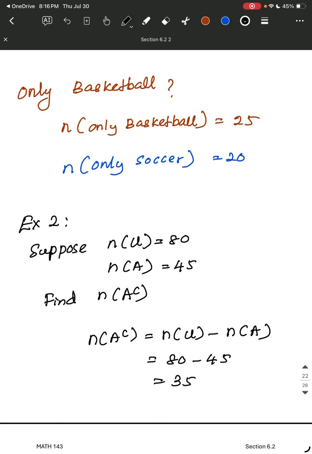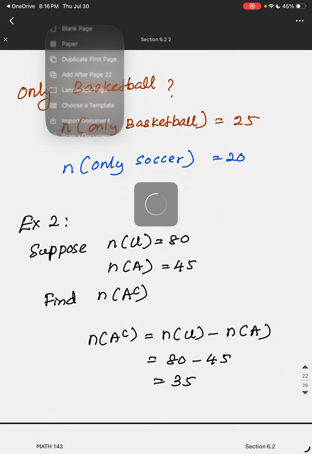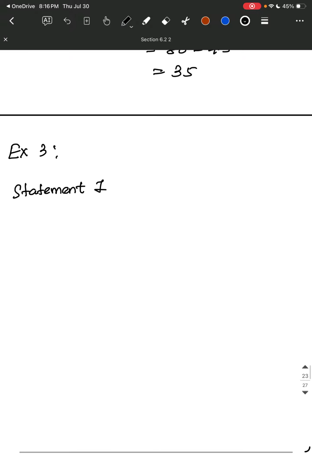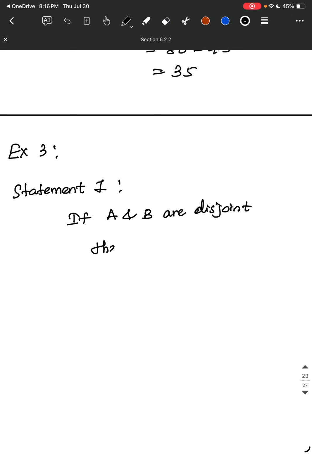Okay. Then one more question. Exercise number 3. Statement 1. If A and B are disjoint, then the number of entries in set A intersection B is 0. Is it true or false? It is true, because two sets being disjoint means there are no common outcomes.